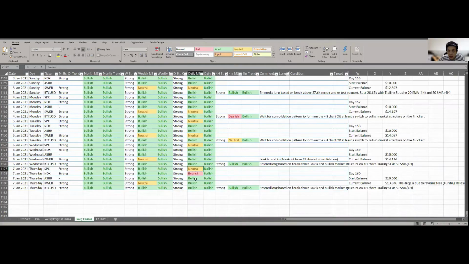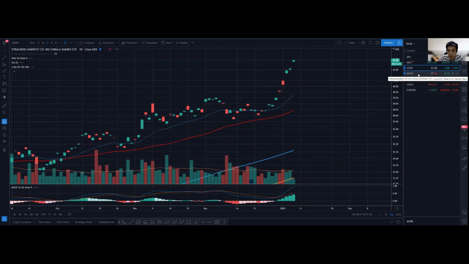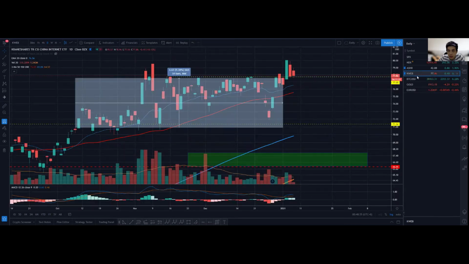All right, otherwise, in terms of ASHR and KWEB, both remain in a bullish market structure. I've also added a little bit more position in KWEB, as I mentioned yesterday. For today, I'm not adding to anything else. So accumulation over here is still fine, as long as it's above this daily horizontal resistance line. Of course, it could break slightly lower and then go right back up and find support. That would be a great alternative place to add as well.